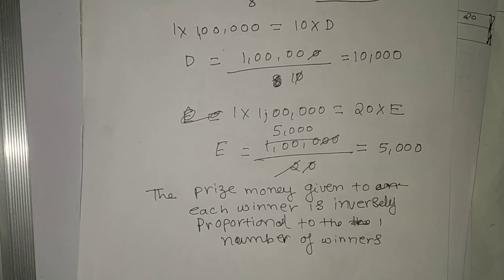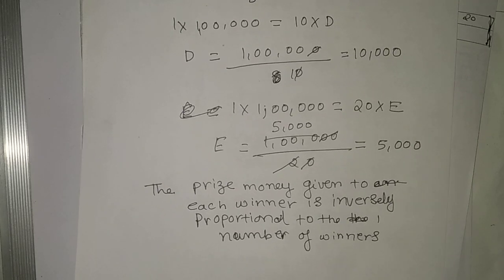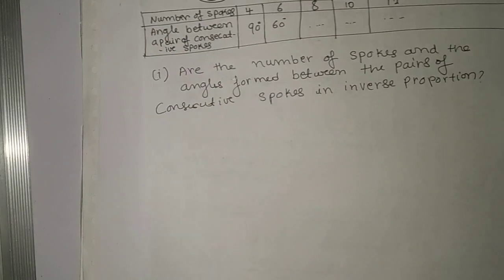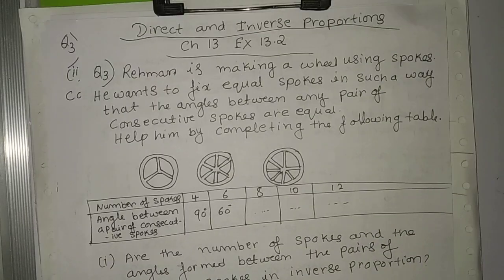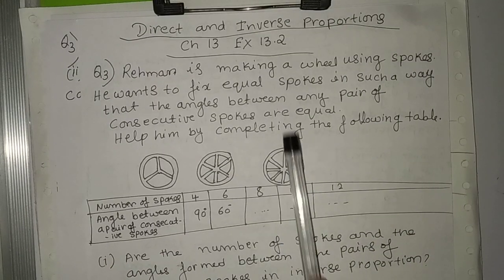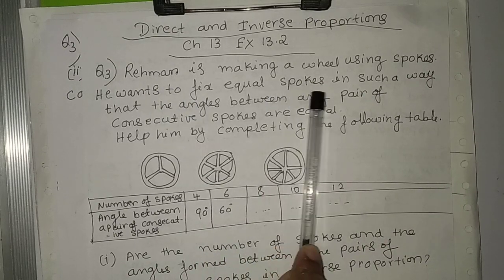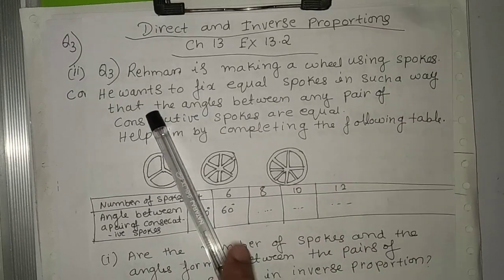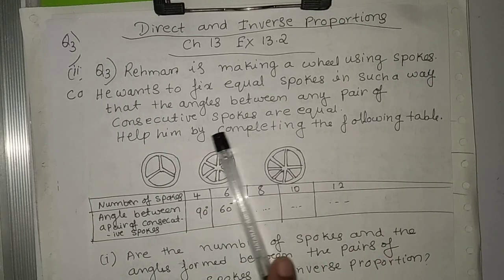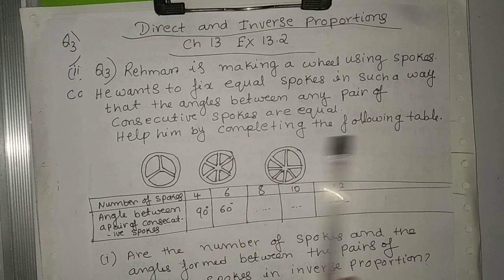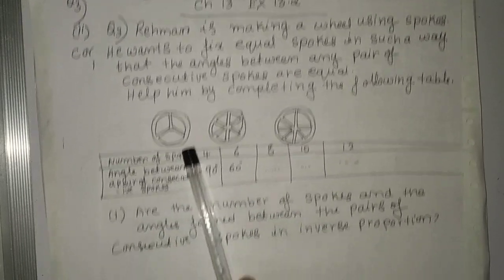So this completes the second question. So we move on to the third problem. Third problem is: Rahman is making a wheel using spokes. He wants to fix equal spokes in such a way that the angle between any pair of consecutive spokes is equal. Help him to complete the following table. So this is the wheel. The table is given here.